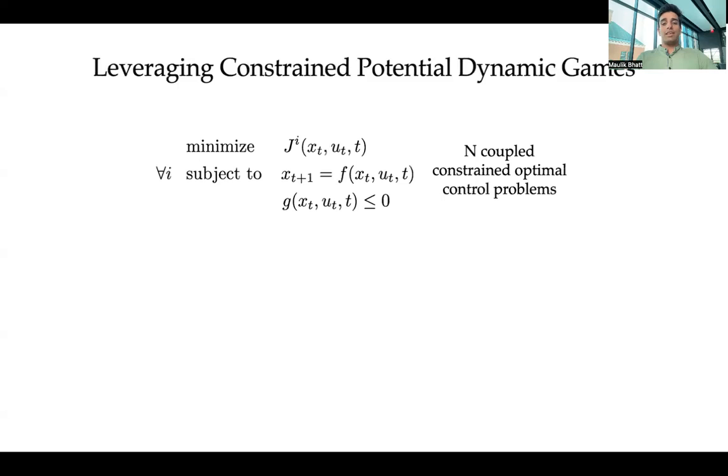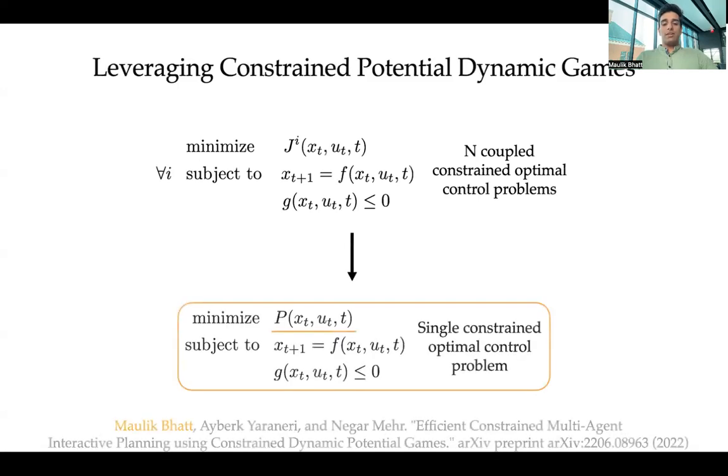Constrained potential dynamic games, as I suggested earlier: in our original game, the problem is of n coupled constrained optimal control problems. And if the conditions of constrained potential dynamic games are satisfied, then that problem can be reformulated as a single agent constrained optimal control problem. And you can associate a potential function P with this problem. In our previous work, we have shown that by minimizing this potential function subject to constraints, we can obtain the original Nash equilibria of the system.